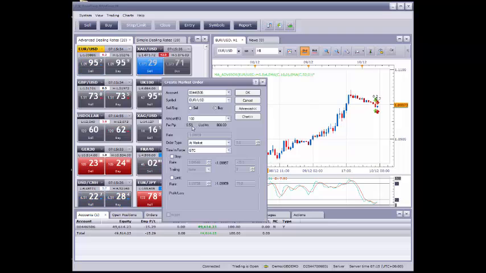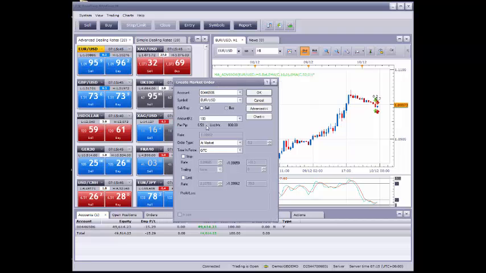Now, lucky for us, our platform converts it back into pounds for us to tell us exactly how much we're risking per pip or gaining per pip as our trade goes in our favour. So it tells us that we're going to be trading at £6.59 per pip. Now that means that if the trade goes 10 pips in our favour, we're going to be earning £65.90. If it goes 10 pips against us, we're going to be losing £65.90.